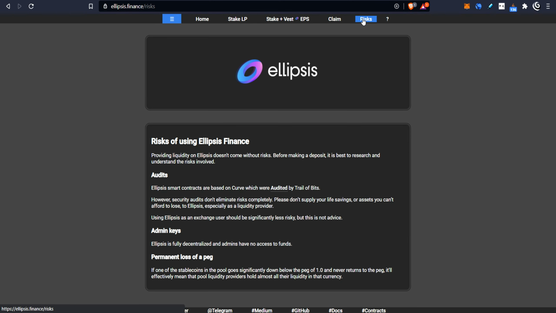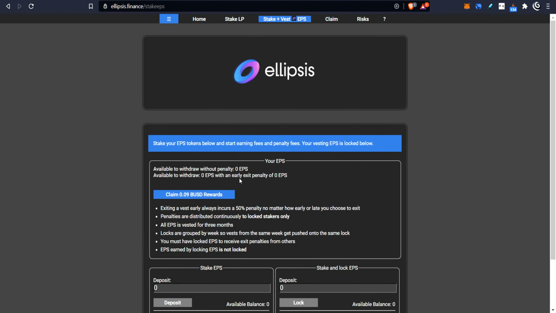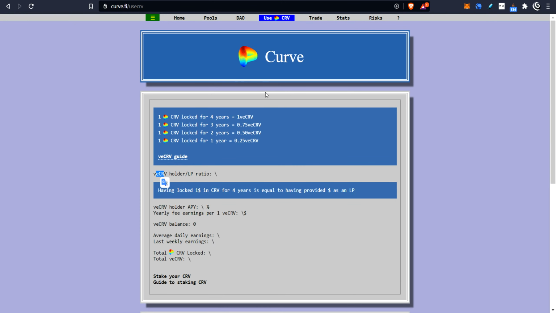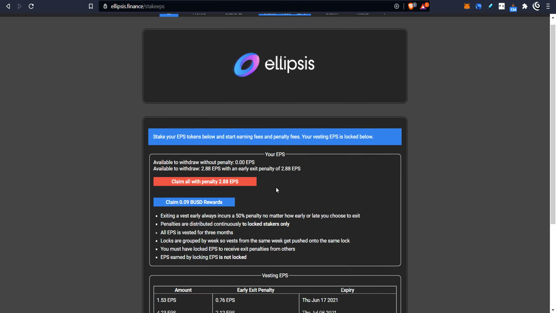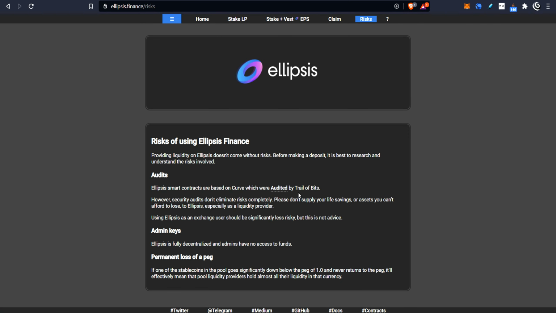Now, last thing, let's go to risks. There are some important things to highlight. Ellipsis smart contracts are based on Curve, which was audited by Trail of Bits. So Curve was audited by Trail of Bits, and Curve has a very good track record. However, Ellipsis was slightly modified because this time lock vesting thing is not the way it works in Curve. So that's up to you to decide if it's safe or not. At least it's based on something that's got a very good track record.